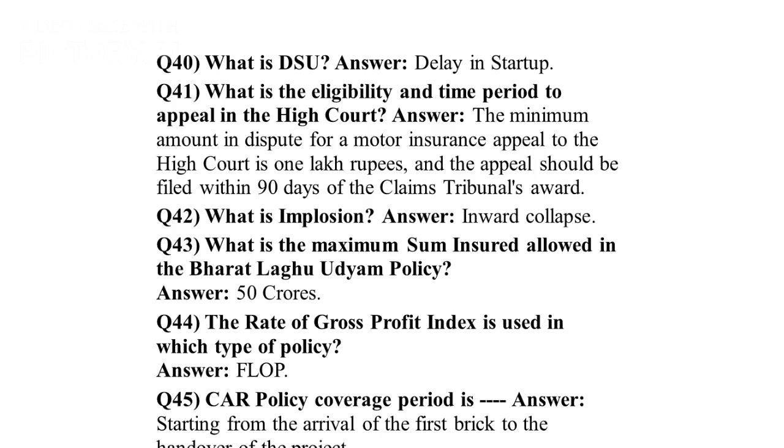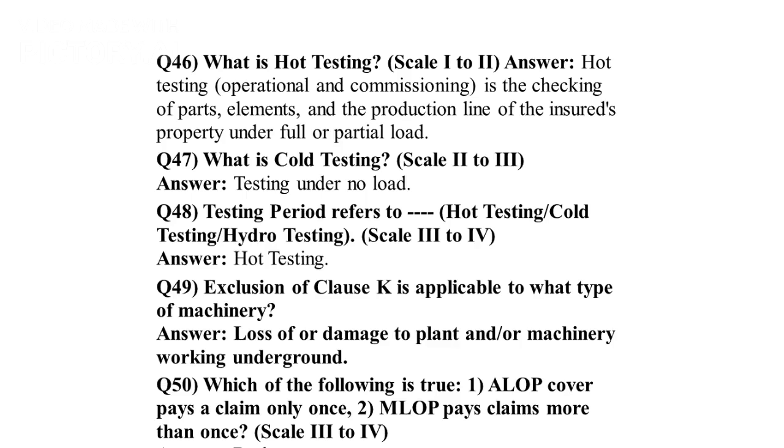Q40, what is DSU? Answer: delay in startup. Q42, what is implosion? Answer: inward collapse. Q43, what is the maximum sum insured allowed in the Bharat Laghu Udyam policy? Answer: 50 crores. Q44, the rate of gross profit index is used in which type of policy? Answer: FLOP. Q45, car policy coverage period is, answer: starting from the arrival of the first brick to the handover of the project.